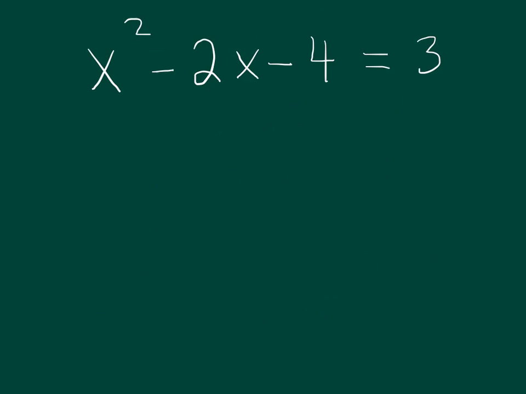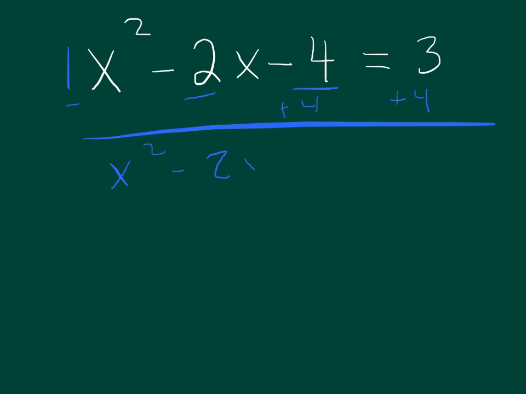This one is a little bit different because I don't just have an ax squared plus bx over here. I also have this c. So what I do to help myself out is I just add 4 to both sides first, and then I can think about my perfect square trinomial without having anything else to think about. So I have x squared minus 2x equals 7.